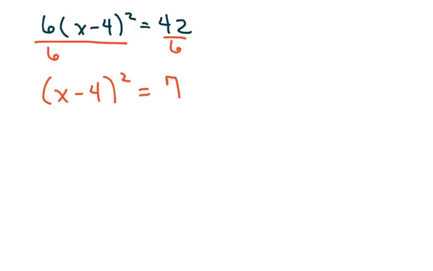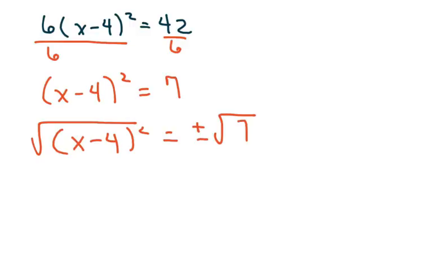Now, the only thing I can do here is square root both sides. So I'm going to square root both sides. Okay. Now, what happens here is this part cancels. This neutralizes each other. So we get x minus 4 equals plus or minus root 7.